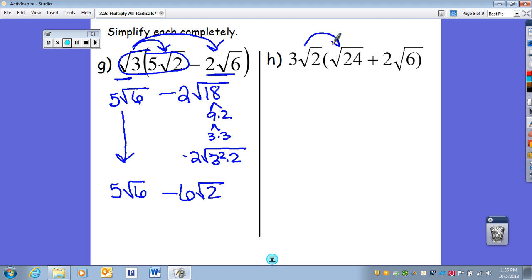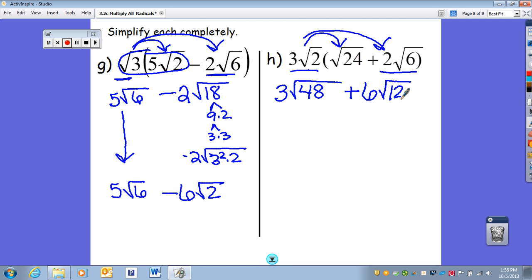Now we're going to multiply again and distribute on this example. 3 is the only number out front, so it needs to stay out there. And then we have the 2 and the 24 under the radical, so those can be multiplied together to get 48. Plus, now we have 3 square roots of 2 times 2 square roots of 6. The 3 and the 2 are both outside, so those can be multiplied together. 3 times 2 is 6. And then the 6 and the 2 are under the radical, so 6 times 2 is 12.